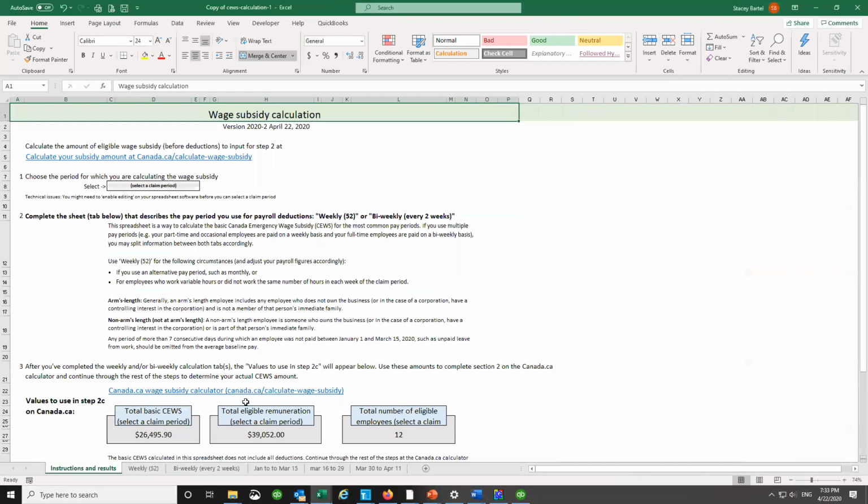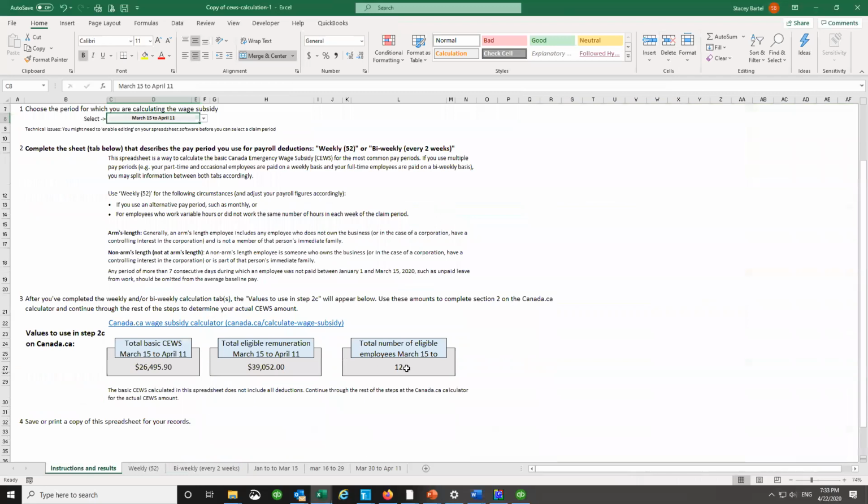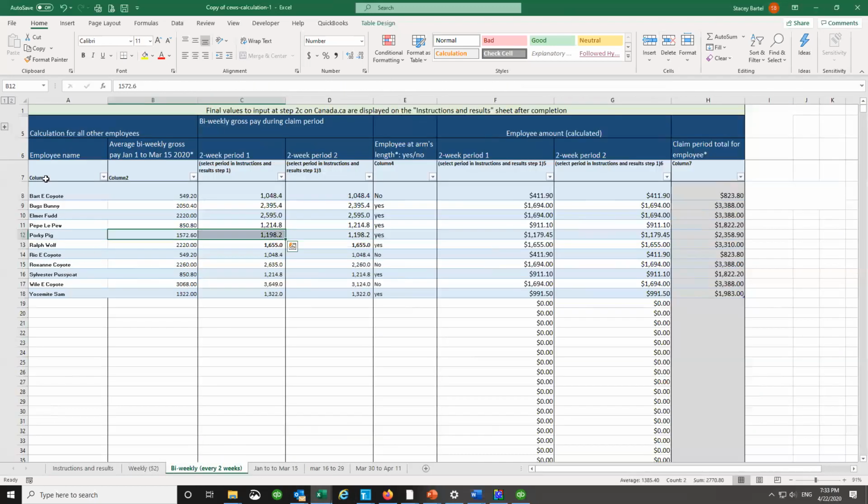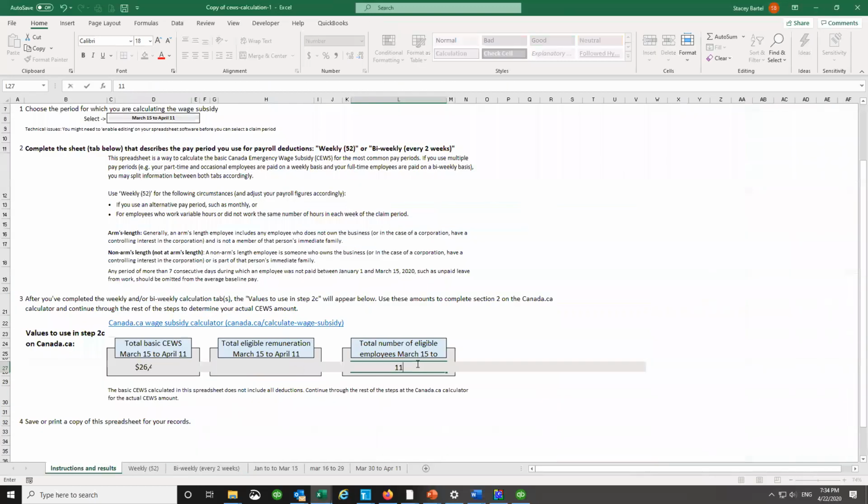Let's take a look at the front sheet. So here's what the front sheet is. We're going to put in our claim period, March 15th to April 11th. And we have this calculator. We have 12 employees. Why do we have 12 employees? Let me just take a look. Well, I only see 11. Oh, because we have this column 1 in here. So it's actually only 11 employees. We just want to verify to make sure this is correct.